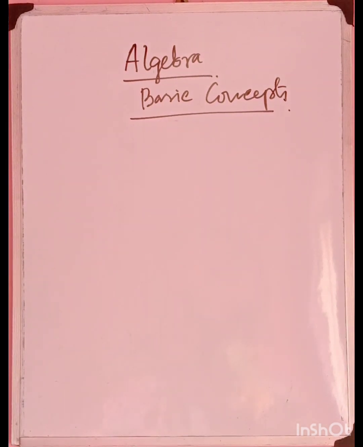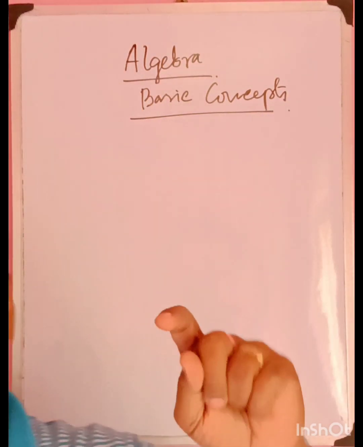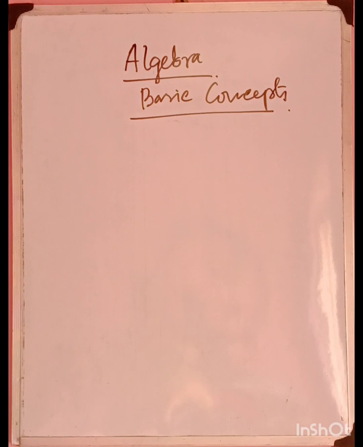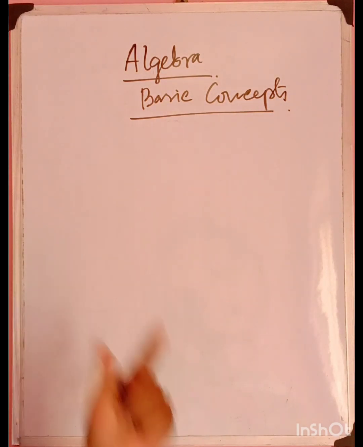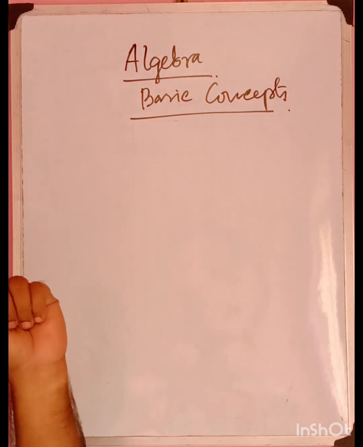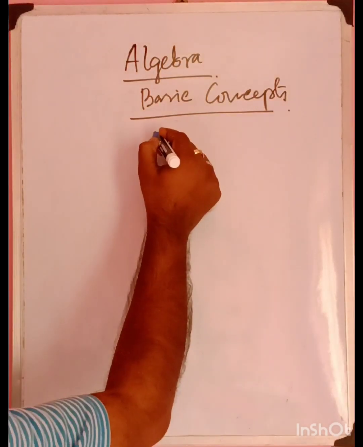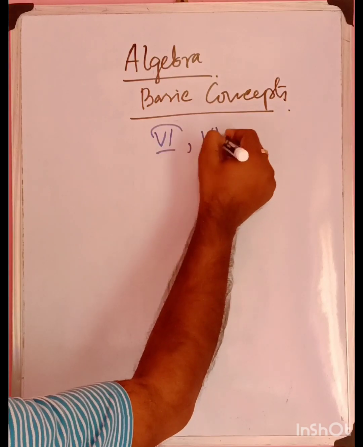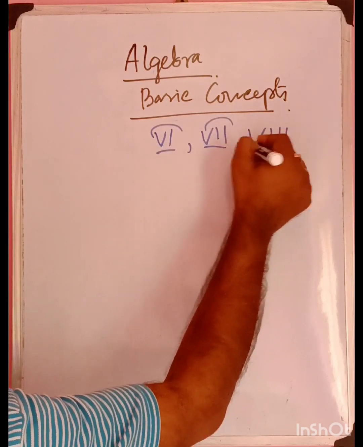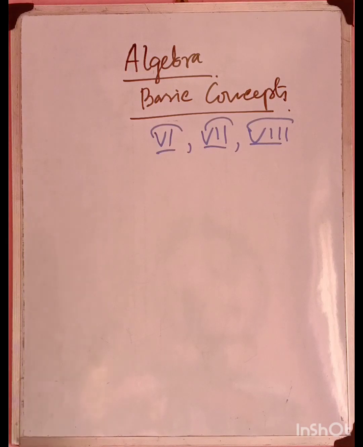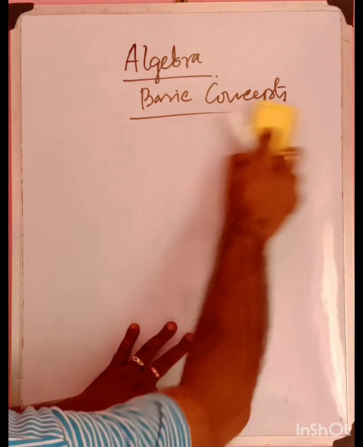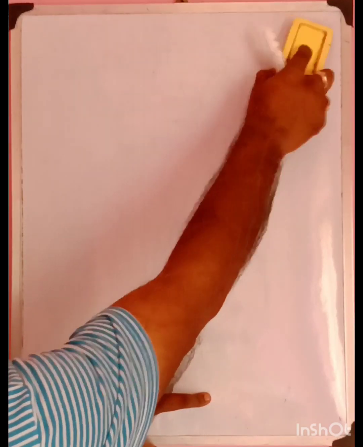Today we will start algebra and the basic concepts. Algebra chapters will be covered in say 9 to 10 classes. Today we are starting with the basic concepts, and this class is very vital for class 6, class 7, class 8 students. So be very cautious and be very careful to listen to all the statements I give here.